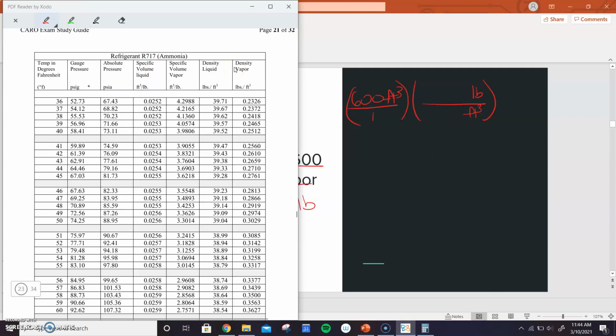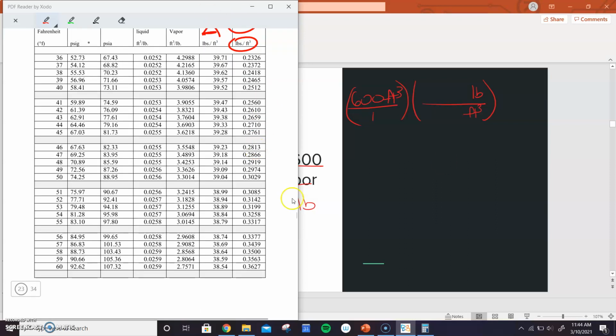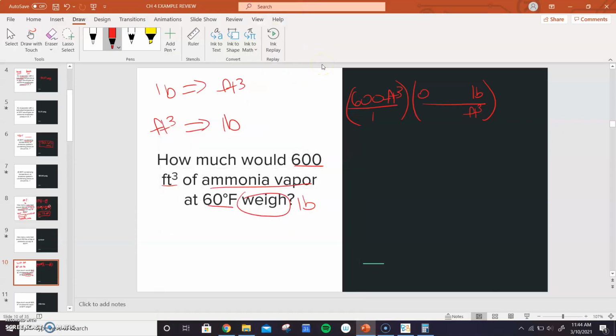Okay, so pounds per cubic feet is going to be our density. Okay, and we are working with vapor, like it said in the problem. So not density of liquid, working with density of vapor, pounds per cubic feet. And we are looking at 60 degrees. So at 60 degrees, our density of ammonia vapor is 0.3627. Okay, so fill that in, 0.3627 pounds per cubic foot.